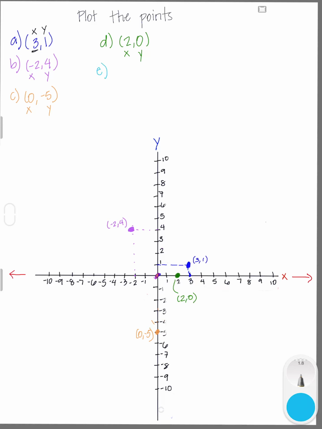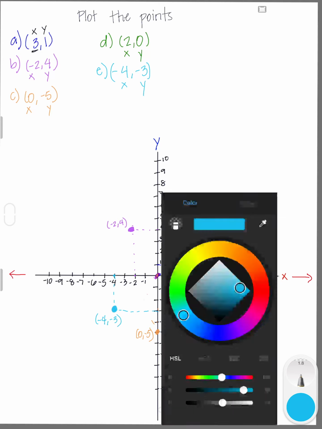And this one is -4 and -3. So our x equals -4 and our y value is -3. So I'm going to go to -4 for x. So it's right here. And then from there, I'm going to go down to -3. So I'm going to keep going down. And then I notice here is where -3 is for y. So this is our point -4, -3. Okay. Now let's do a last point.